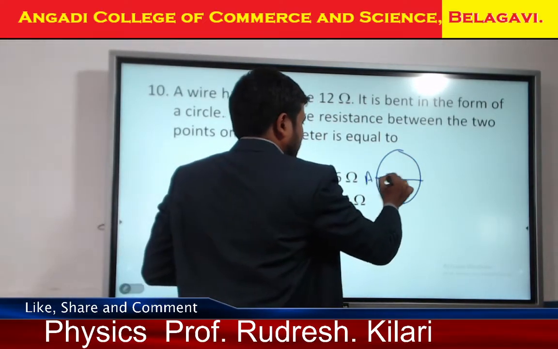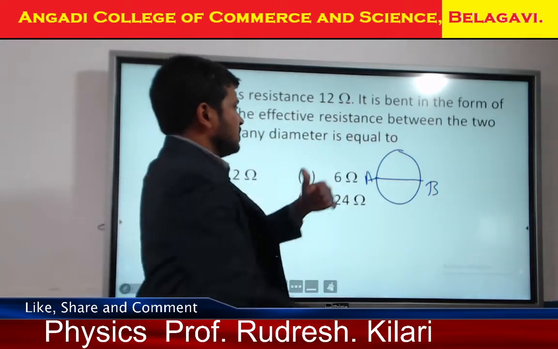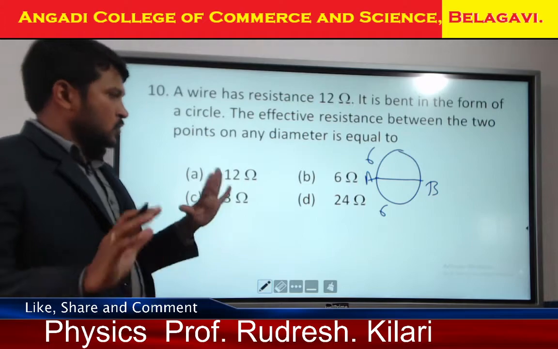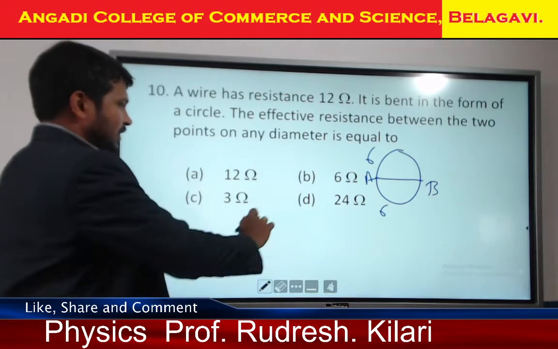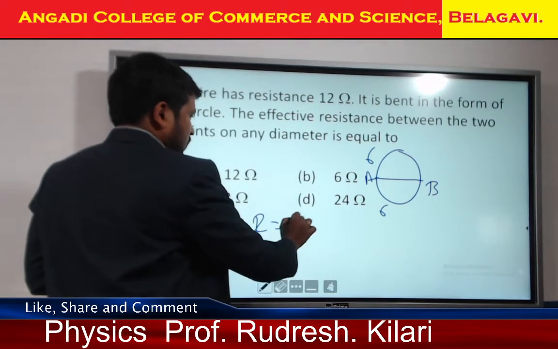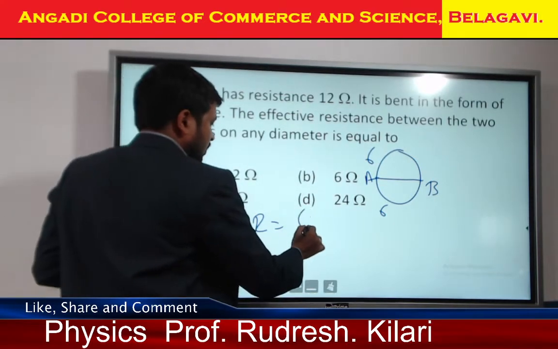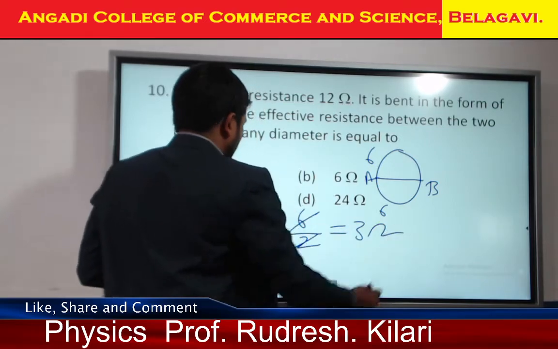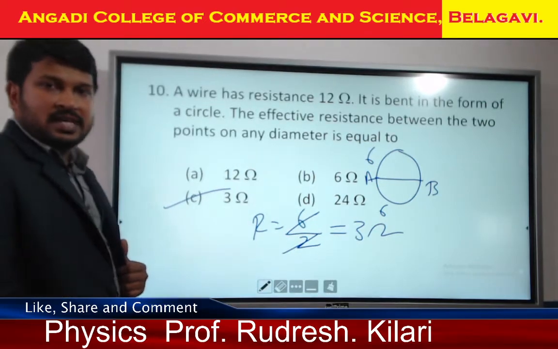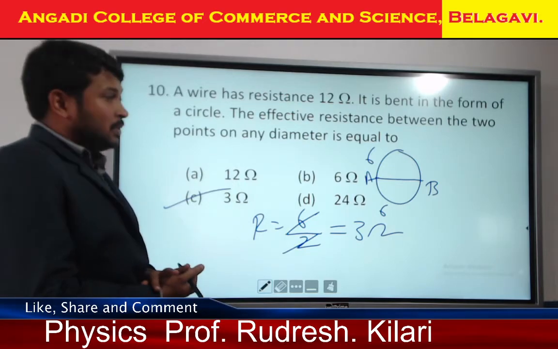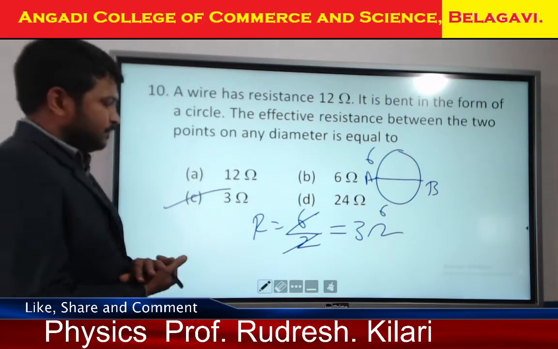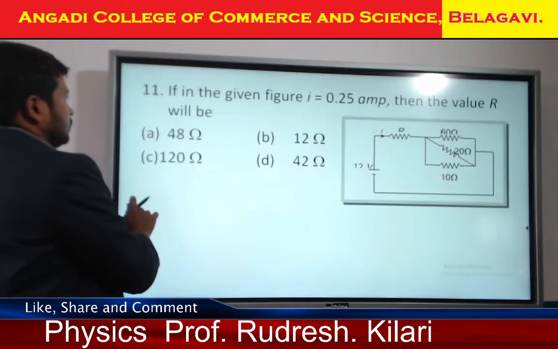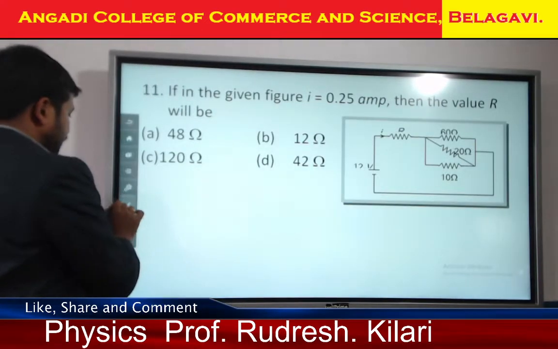This is A and B. Okay, now this is 6 ohm and this is 6 ohm. Okay, the diameter, right? Now simple. The effective resistance R equals, you can take any one diameter, 6 divided by 2. That is 3 ohm. Is the answer here? 3 ohm is the answer. A simple problem, but this was asked in the Karnataka State CET exam. Okay, next one.